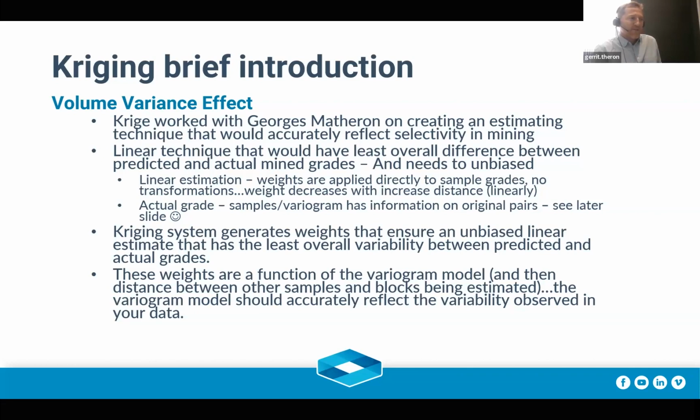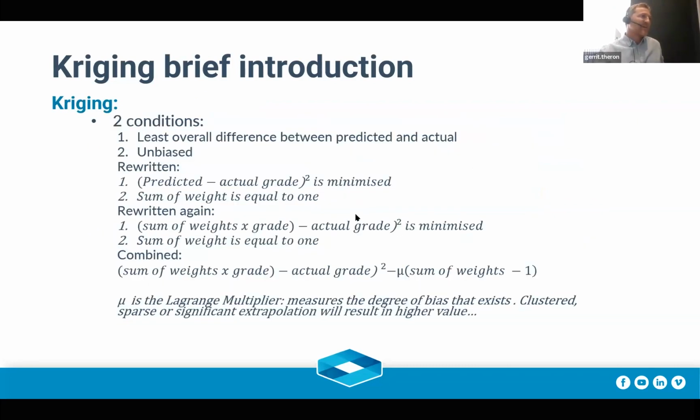These weights are a function of the variogram model and then the distance between other samples and the blocks being estimated. Okay, so as you can see, the variogram has an importance, and the variogram model should accurately reflect the variability that we observe in our data. Okay, we'll look at this in more detail in a practical example now. So basically, what they say there is straight from Jackie Coombs' book. She presented it in this quite simple manner.